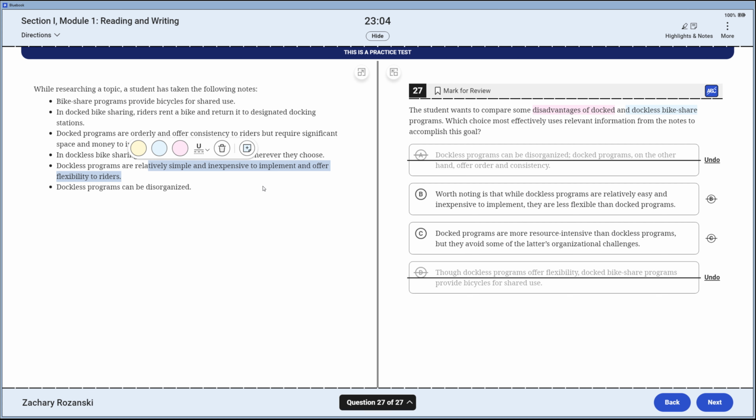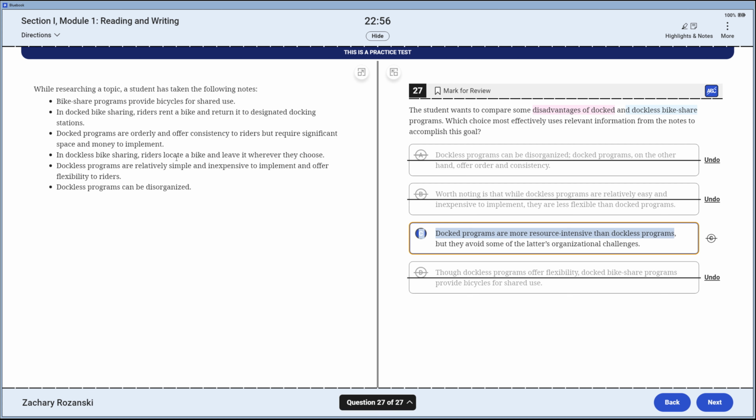less flexible. Then this gives a positive and a negative of just one. Docked programs are more resource intensive than dockless programs. Docked programs are more resource intensive. Right here, true, but they avoid some of the latter's organizational challenges. There's that other negative, minus one, minus two. The latter's organizational challenges.